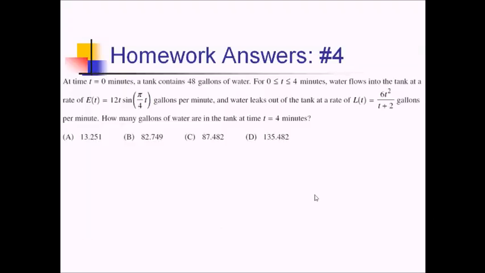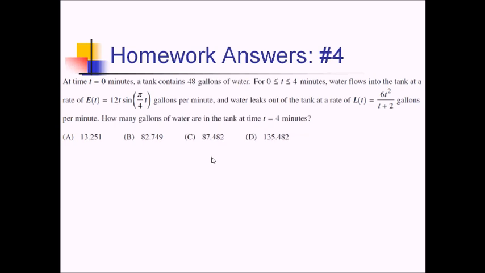For this problem, we have a tank at time 0 containing 48 gallons of water, and from 0 to 4 minutes, the rate of water flowing in the tank is given by this E of t function, while water is leaking out at a rate described by L of t. We just want to know how many gallons of water in the tank at time 4. So this is basically a rate in, rate out, FTC type of problem.